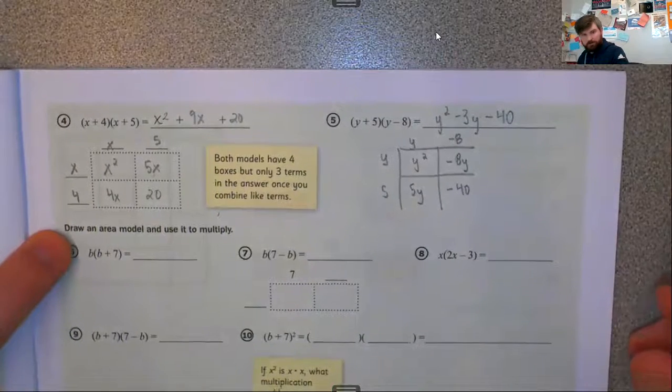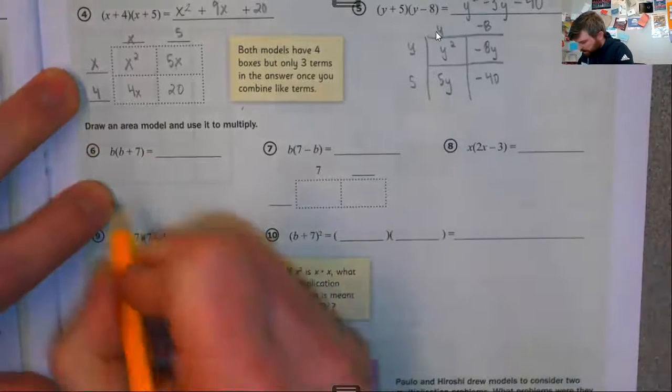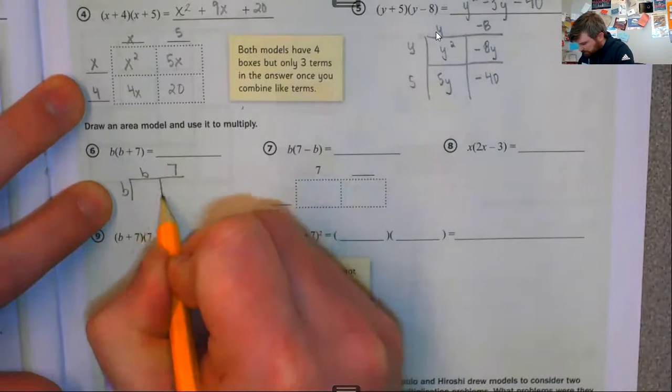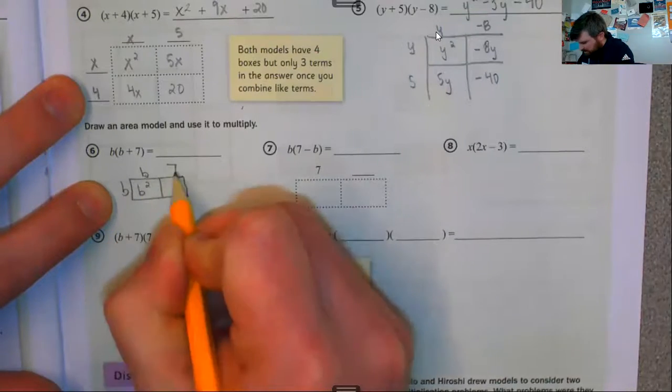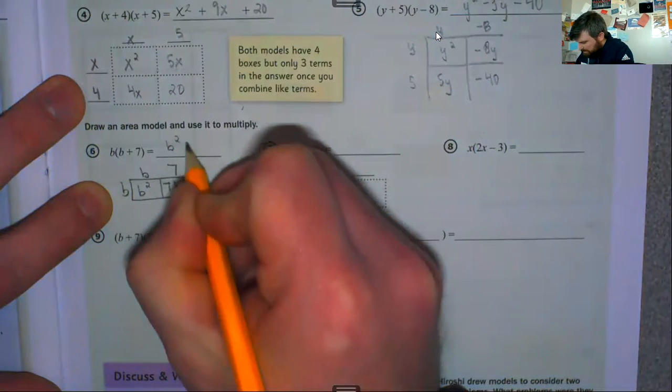Draw an area model and use it to multiply. Okay, so we have b and 7. So b times b is b squared. B times 7 is 7b. So that's it on that one, b squared plus 7b.